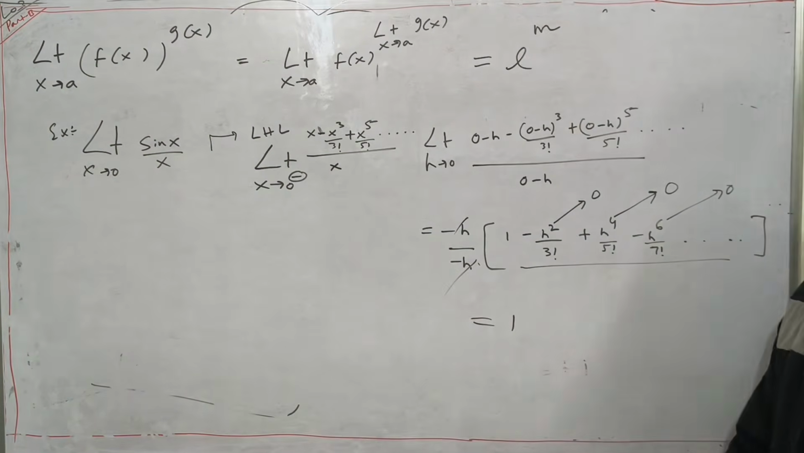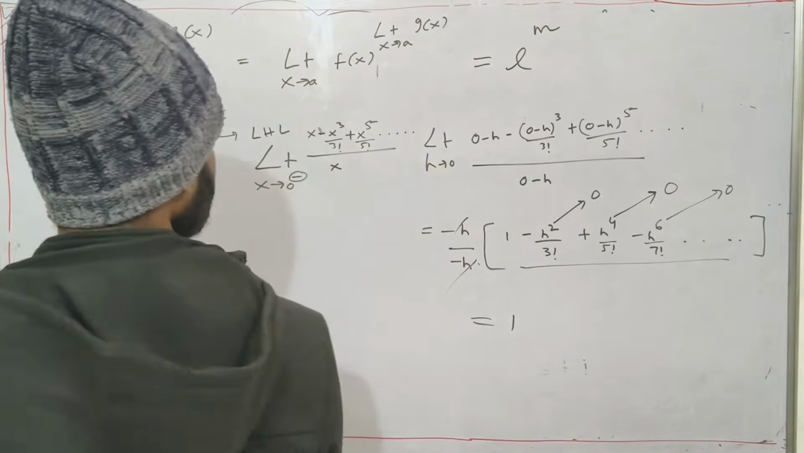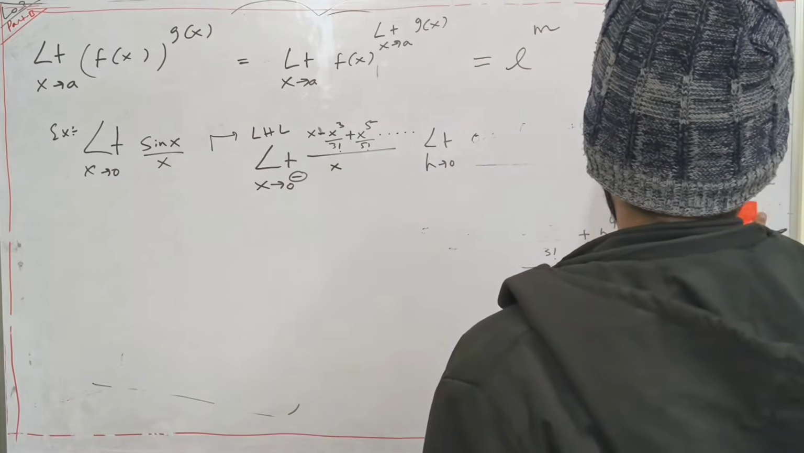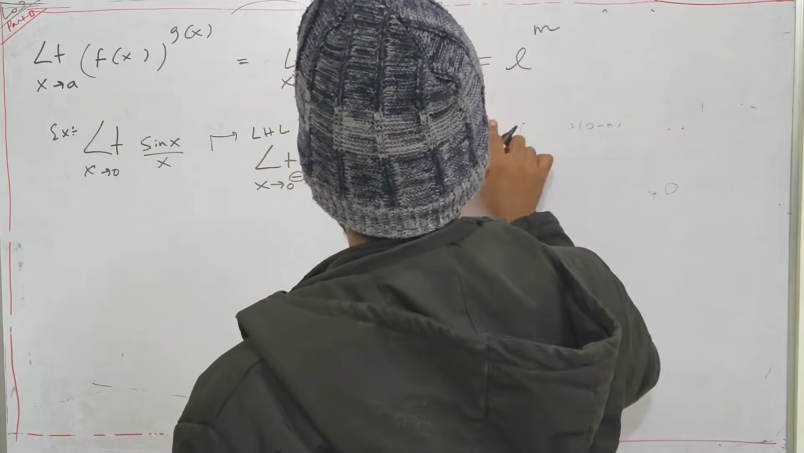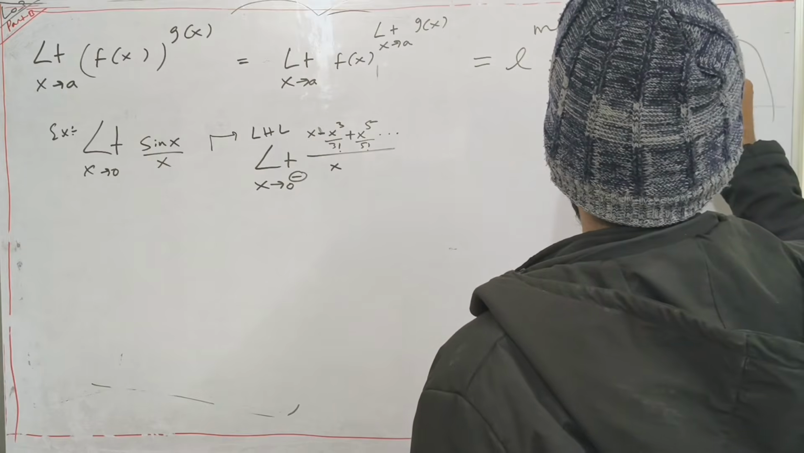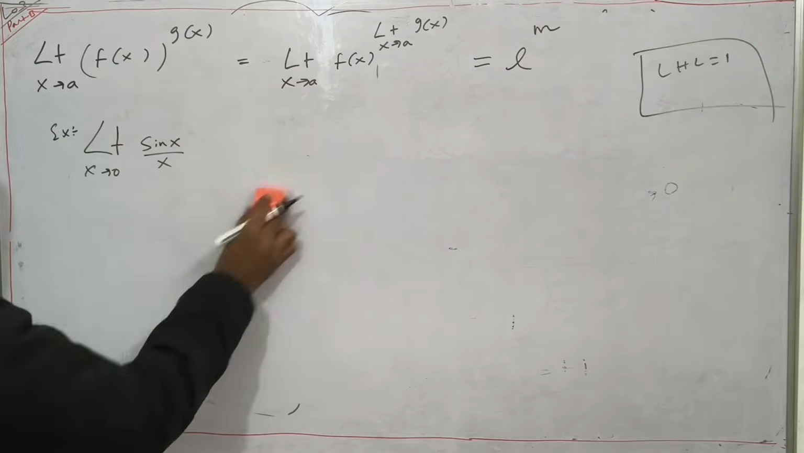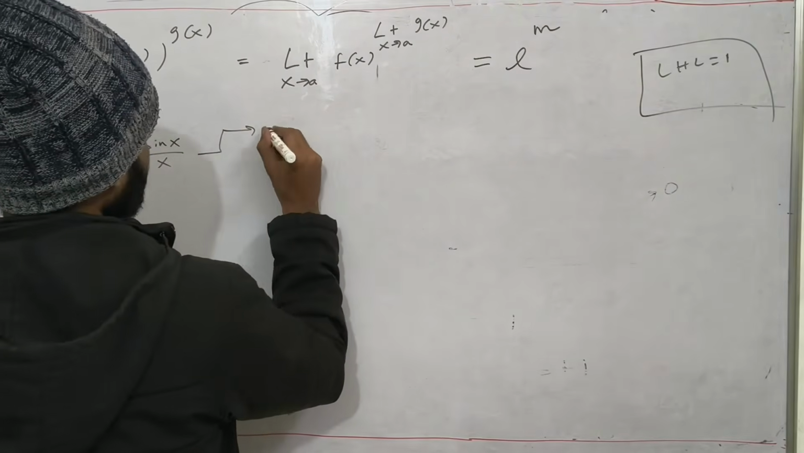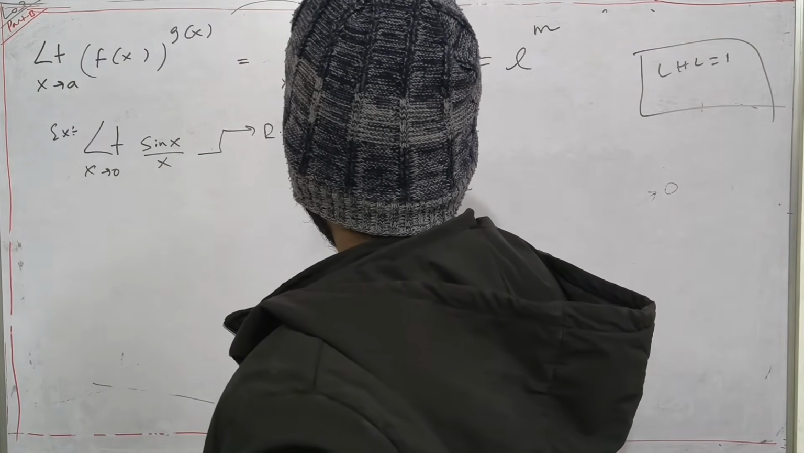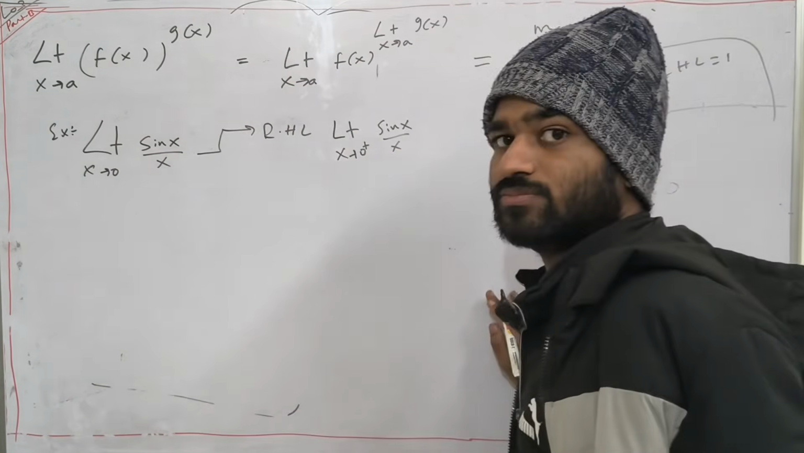Understood? Okay. So this is the left hand limit, and we got 1. Similarly, if you find the right hand limit, that is limit x tends to 0 plus of sin x by x.